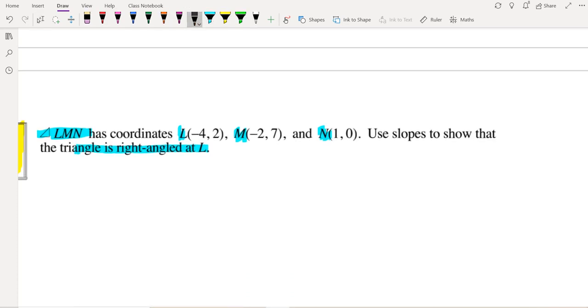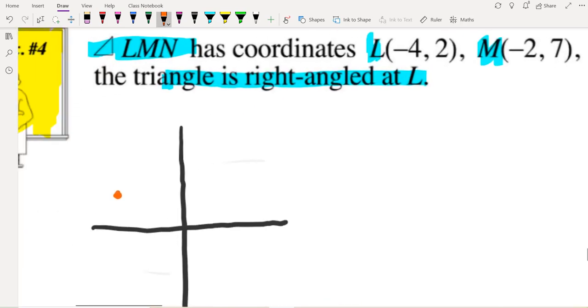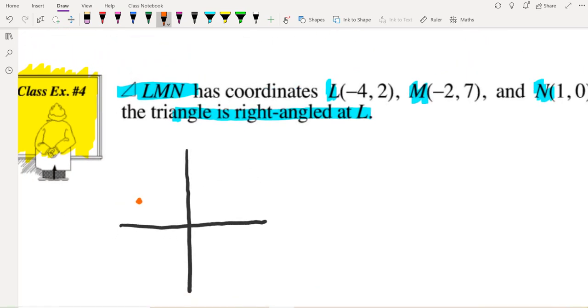Couple different approaches, but the first thing my gut is leading me towards is just draw a sketch of this out. So we have an idea of what this triangle looks like. Right? We don't need to put the numbers exactly at the coordinates, but a rough idea. So they're saying that L is at negative 4, 2. I'll put L right here. Let's zoom this in here. L is right here at negative 4, comma 2.